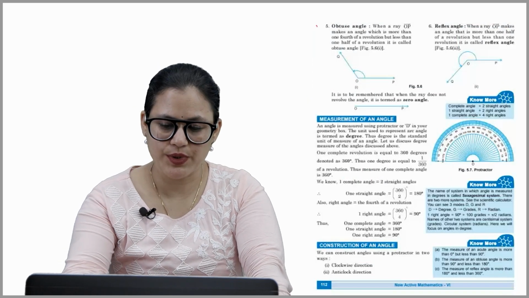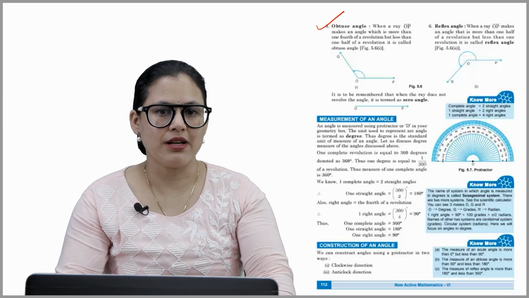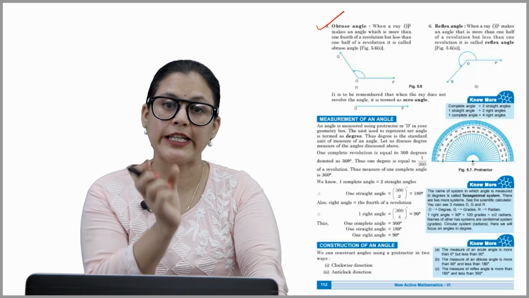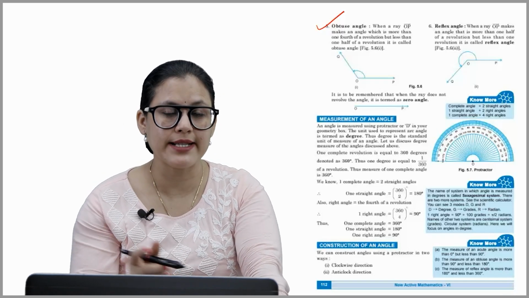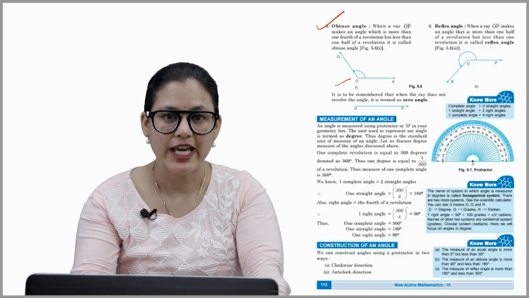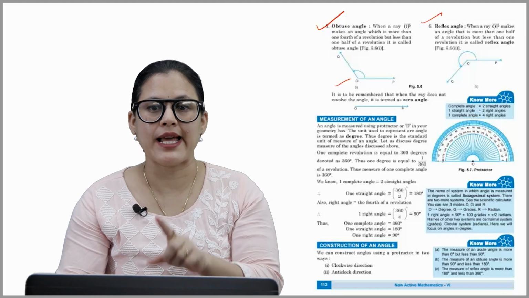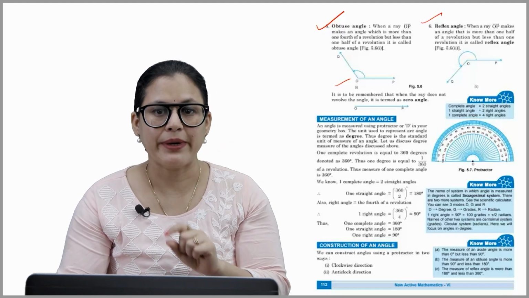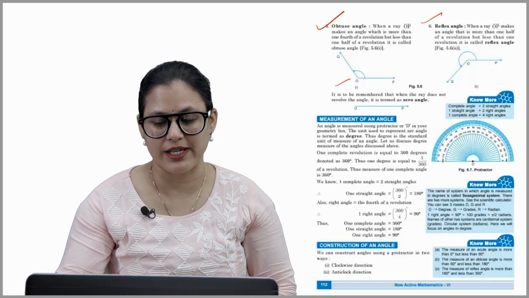Number 5, obtuse angle. When a ray OP makes an angle which is more than 1/4 of a revolution, which means more than 90 degree but less than 1/2 a revolution, that is less than 180 degree, then it is called obtuse angle. And number 6, reflex angle. When a ray OP makes an angle that is more than 1/2 of a revolution, that is more than 180 but less than 1 revolution, that is less than 360, then it is called reflex angle.